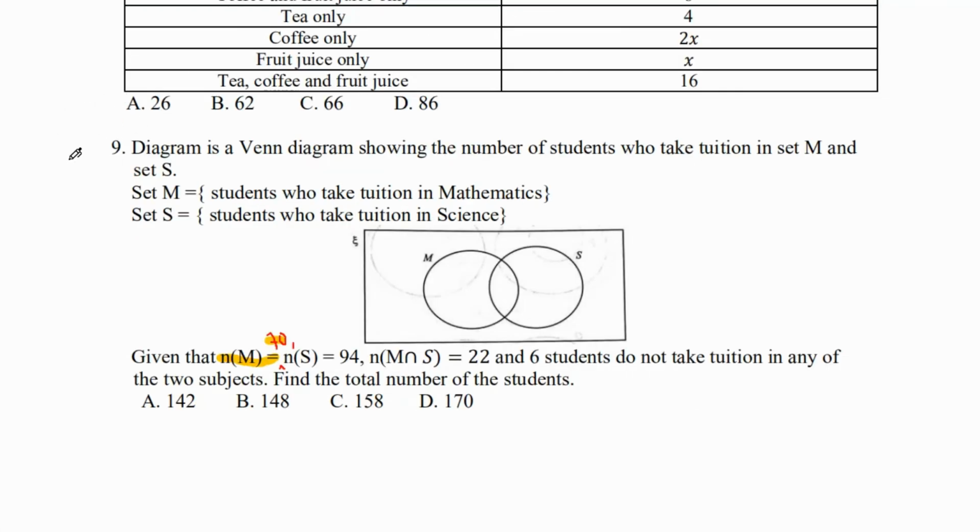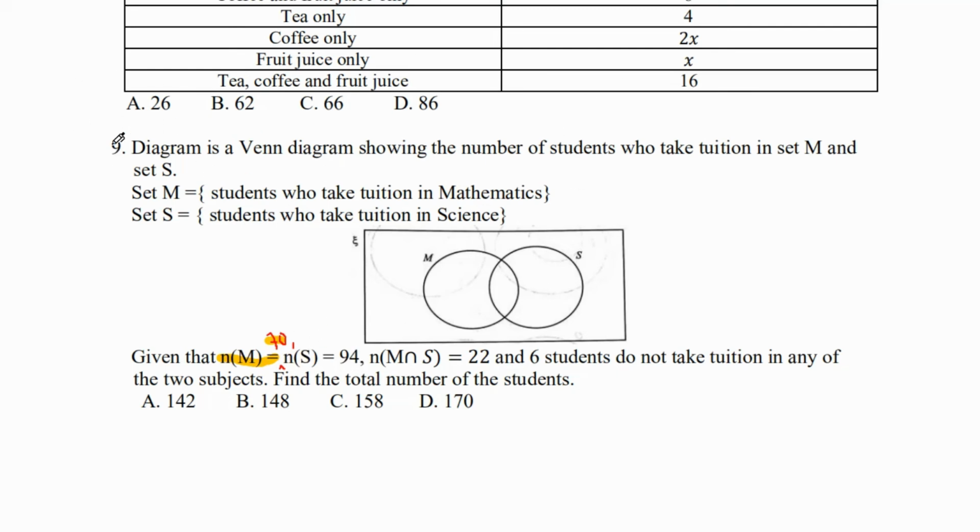Number 9. Okay, before that there is a correction for number 9. The question should be: given that the number of elements in M equals 70, you have to put this in yourself, n(M) equals 70 and n(X) equals 94.